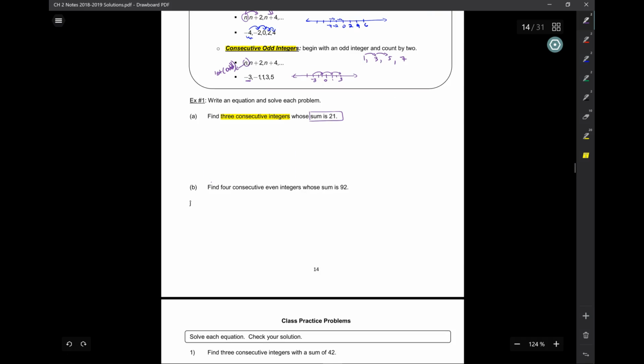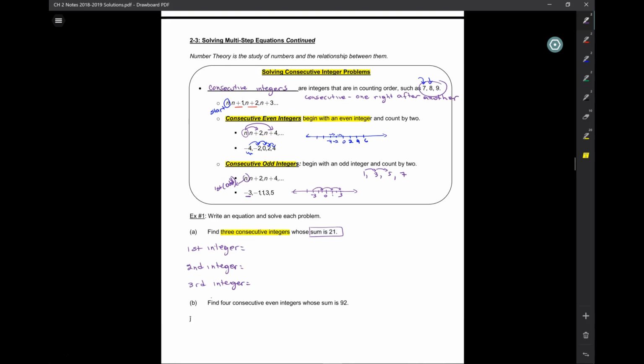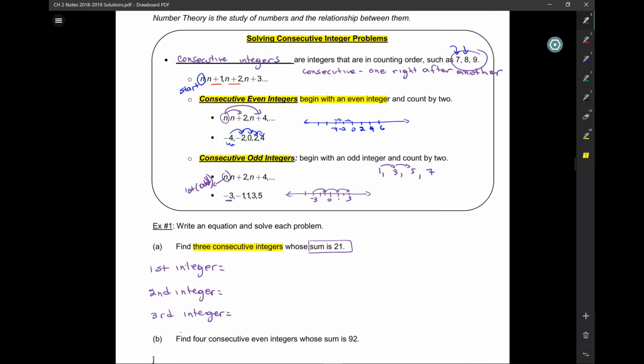So here's what we do. We need 3 integers. So let's see, first integer, second integer, third integer. Okay, your first integer, right? We always start with, what value do we always start with? Always n, right? And now, if it's 3 consecutive integers, I go up by 1s, right? So the next one will be n plus 1, n plus 2.